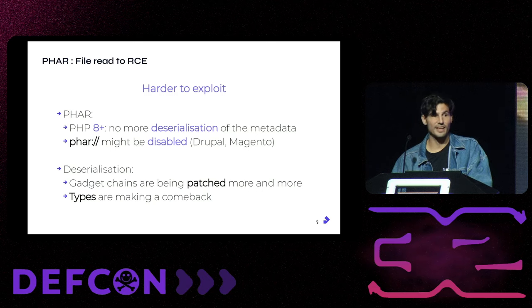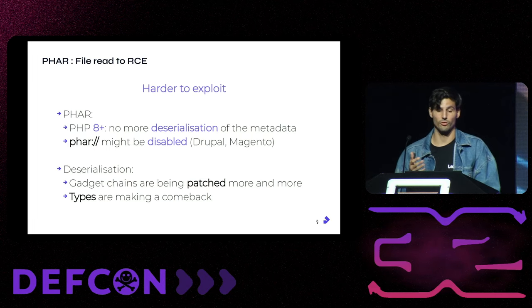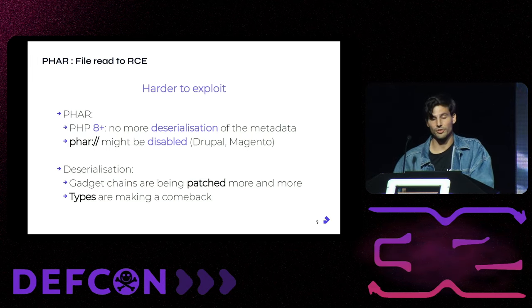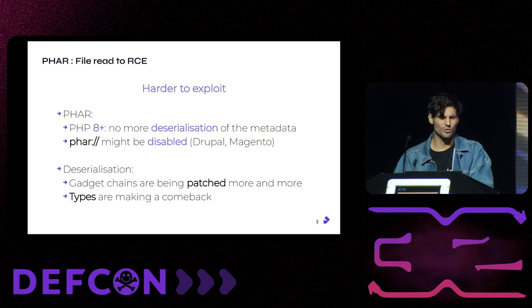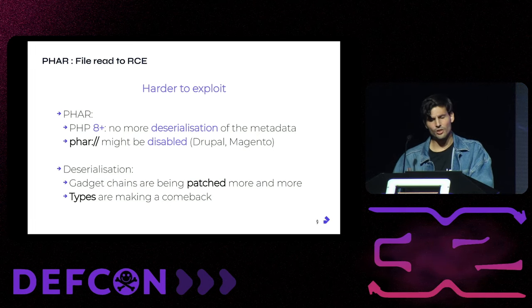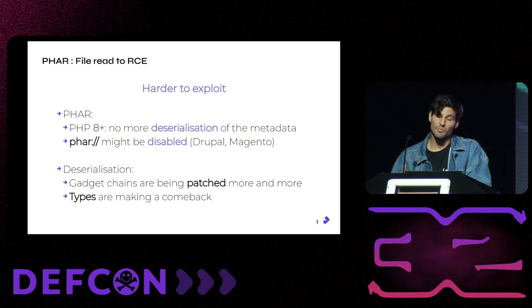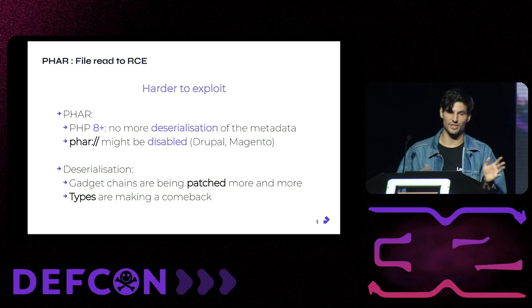Sadly, in PHP 8, they have disabled the deserialization of the metadata because they actually don't use the metadata, so it was completely useless. And also, in older versions, big frameworks have been removing the phar:// protocol because they don't use it, and they also know that it is very dangerous. Like Magento got completely demolished with this, with the phar:// bug. There were hundreds of bugs reported to them using phar://. So they just removed it entirely. And also, even not on PHP 8, this bug is going to be harder to exploit, because deserialization is going to get harder and harder to exploit as time goes by, mainly because types are making a comeback. But that's probably a subject for another talk.